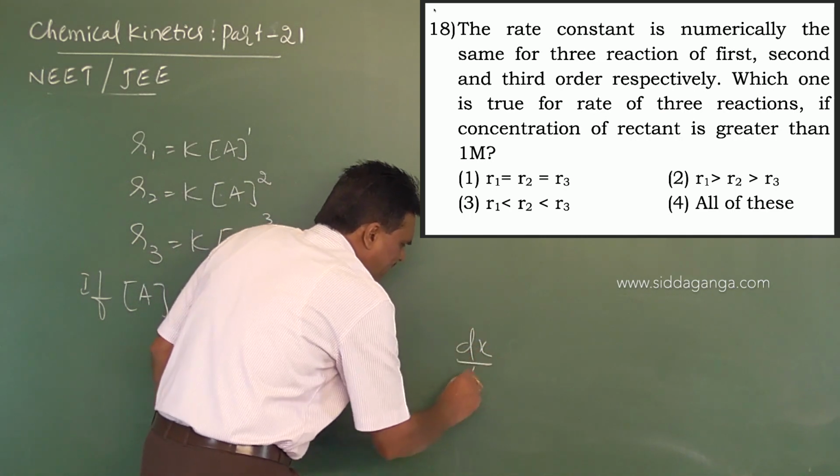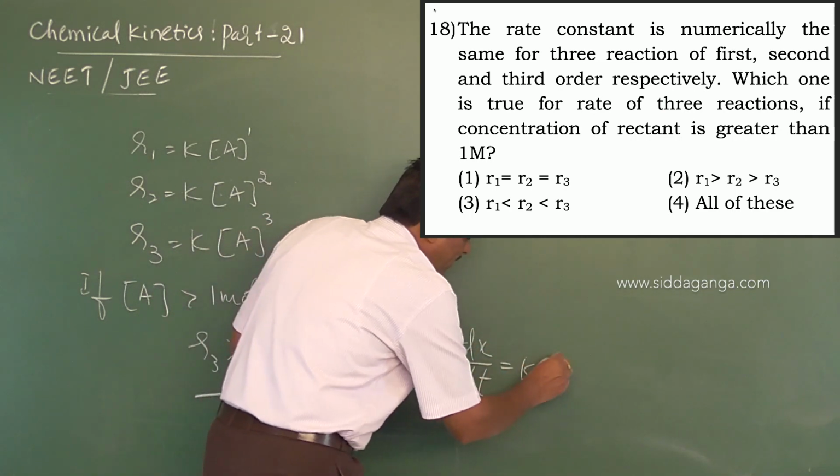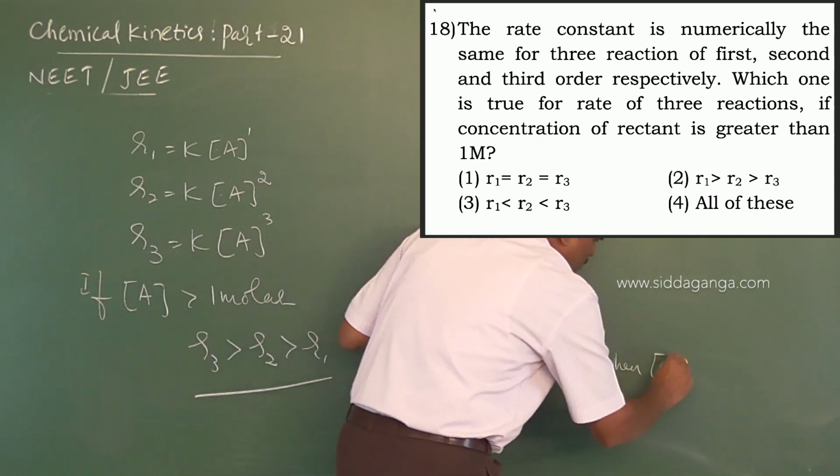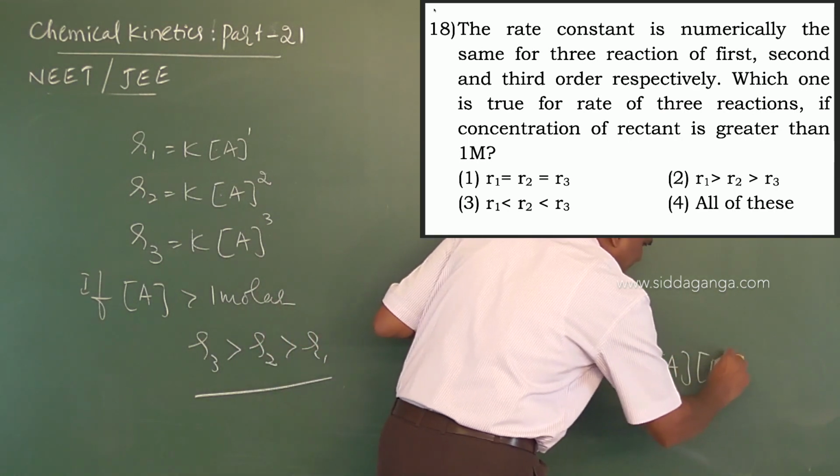So dx by dt is equal to K only when the product of molar concentrations of the reactants is taken as unity.